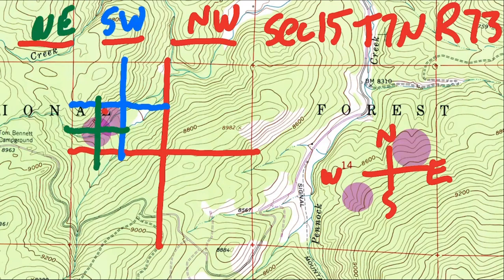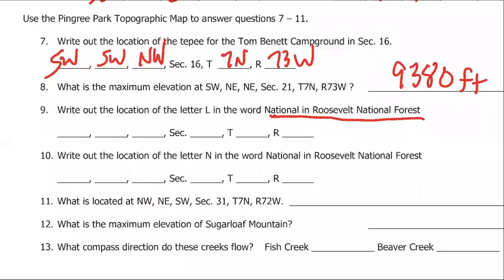So if we go over to that, write it all out in red this time. So we're going to go NE, SW, NW. And then section 15, T7N, R73W. So look at us go. We're nearly there. 15, 7, and 73. Just double checking everything. That should work.